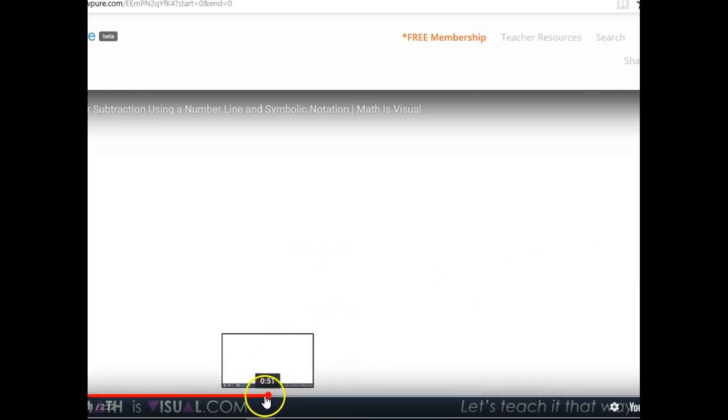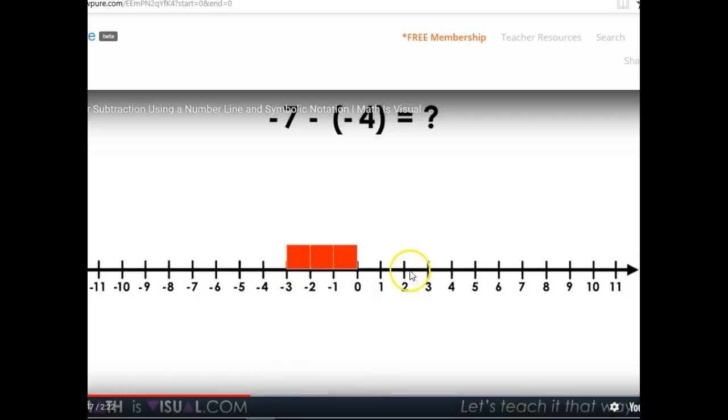What happened? They had 7 blocks and they took away a negative 4 blocks. And negative 3 blocks is left.